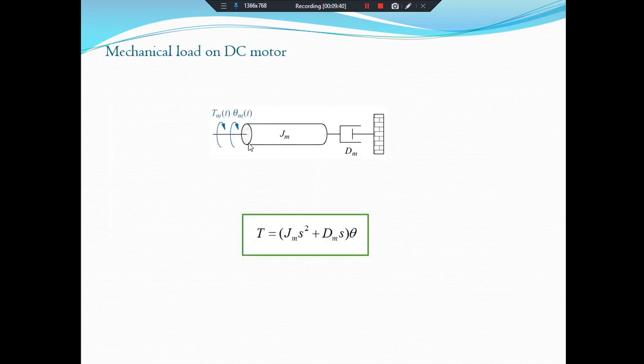The mechanical load on the DC motor. What is the mechanical load on the DC motor? We have seen there is a shaft, or a fixed load on this motor. We have considered two types of load, JM and DM. This is the inertial load and this is the damper. So this is the inertial load of the motor, and this is the damping of the motor. We write this equation as we have written earlier, that the applied torque is equal to the sum of impedances into theta, the angular displacement.